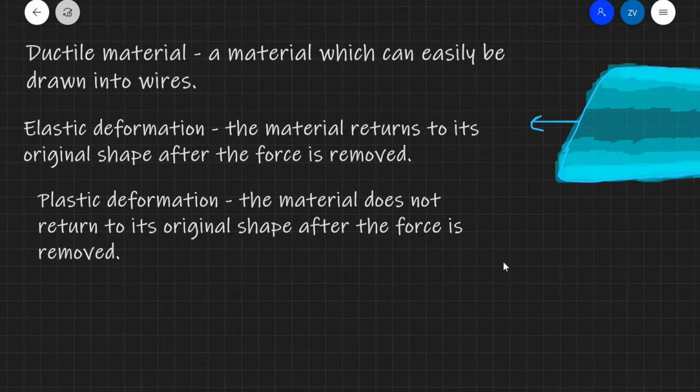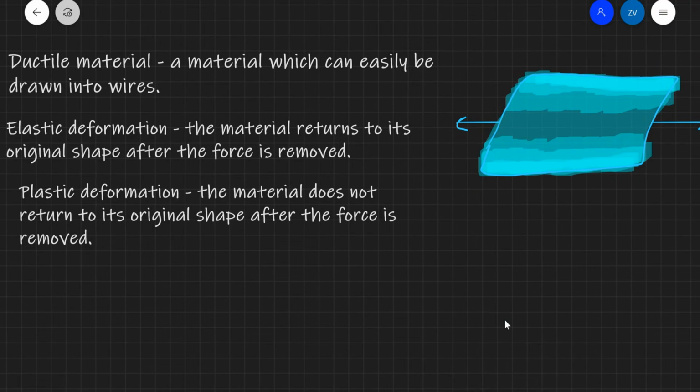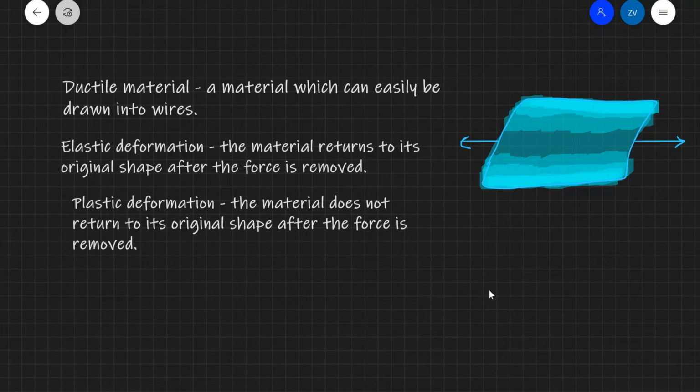Okay guys, now before we have a look at stress and strain graphs, let's define a couple of very important definitions. First of all, what is a ductile material? This is a material which can easily be drawn into wires.